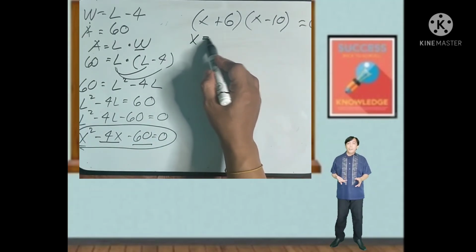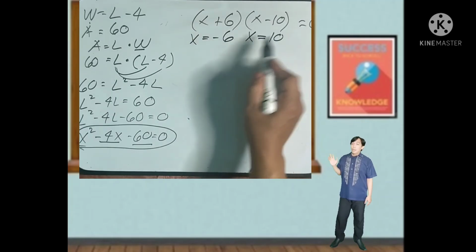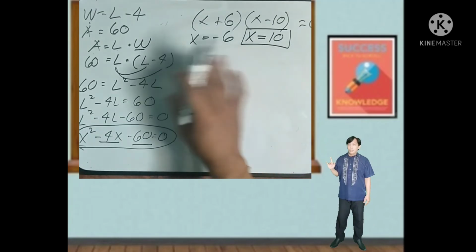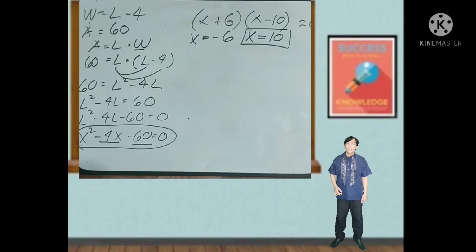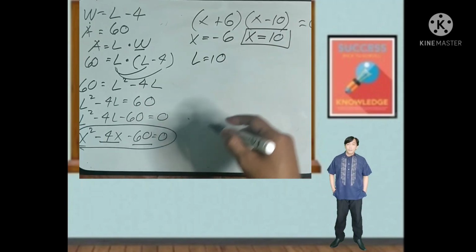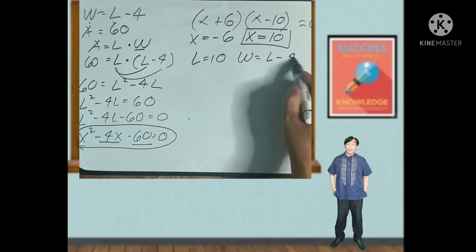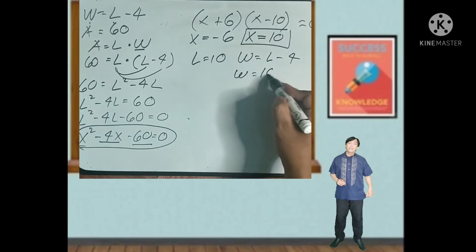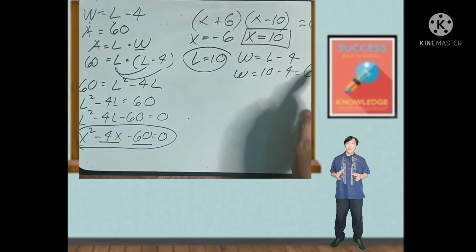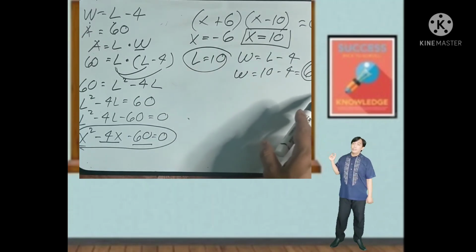So we have X is equal to negative 6, X is equal to positive 10. So again, we will be using the positive value. Okay, so we are referring to the value which is L. So L is equal to 10, then the W is equal to L minus 4, which is 10 minus 4, then the value which is 6. Okay, so this is the length and this is the width. So if we multiply 10 times 6, length times width, the area is 60.